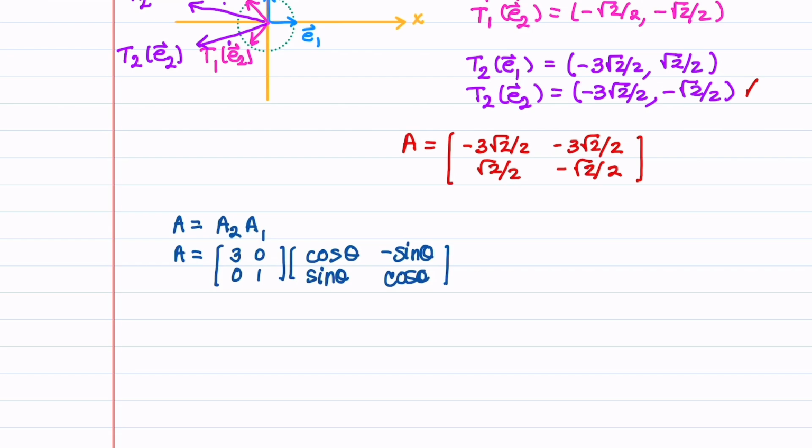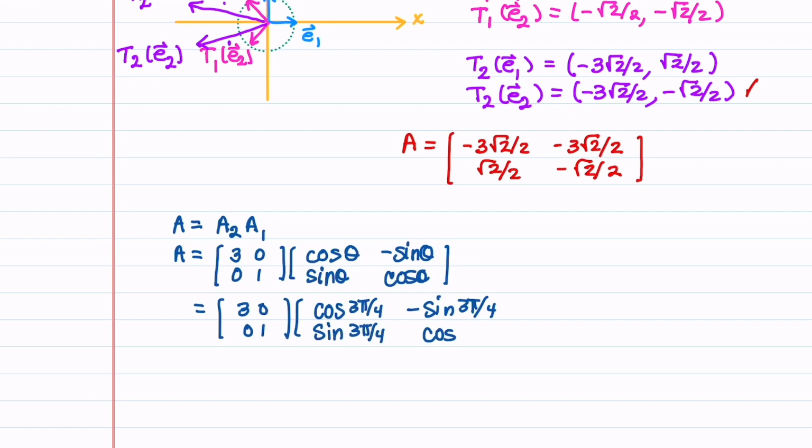Now what we can do is go back and plug in 3 pi over 4. So this is cosine 3 pi over 4, minus sine 3 pi over 4, and then sine 3 pi over 4, and then cosine 3 pi over 4.